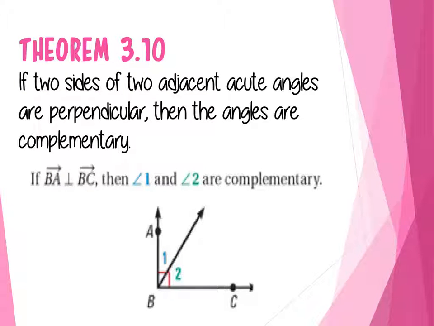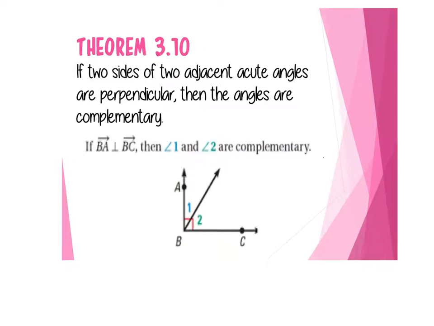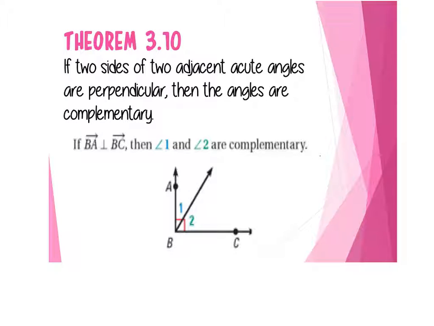Next, theorem 3.10, if two sides of two adjacent acute angles are perpendicular, then the angles are complementary. So what this states is if we have two adjacent angles, 1 and 2, and if the side of 1 along with the side of 2 are perpendicular, then 1 and 2 together are complementary, because again, we know that perpendicular lines form a 90-degree angle, and if it's shared between two, they're complementary.